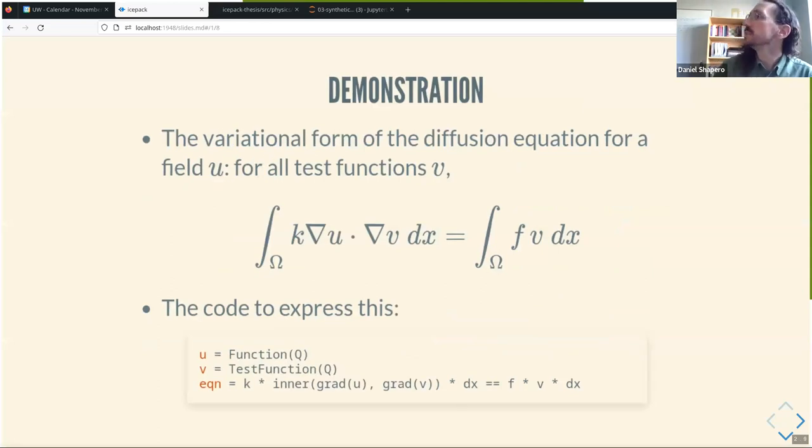So just as a brief demonstration, I've written down here the variational form of the diffusion equation for a field u, which states that for every test function v, this integral relation holds. And without belaboring a ton of the details, what I wanted to write down here is the code that expresses this variational form. And what's so nice about this is that the code looks a lot like the math. So we replace dot products that we might write in math notation with a call to a function called inner, and we replace some upside down triangles with the word grad, but more or less there's a one-to-one correspondence between one expression and the other.